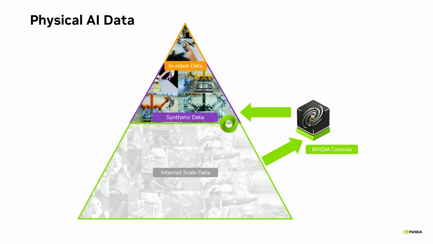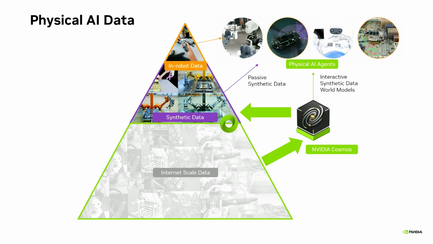In-robot data capture the correspondence between the observation observed by the robot and the action taken by the robot, to connect observation to action. And with these three, the in-robot data, synthetic data, and world model, you can start to build physical AI agents. Though some of them are passive data, they do not react to the actions of the physical agent during training time. But a world model is interactive. And we build Cosmos for that.